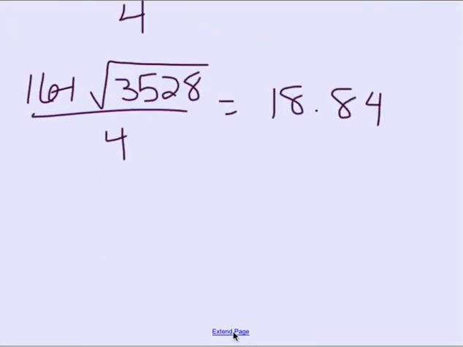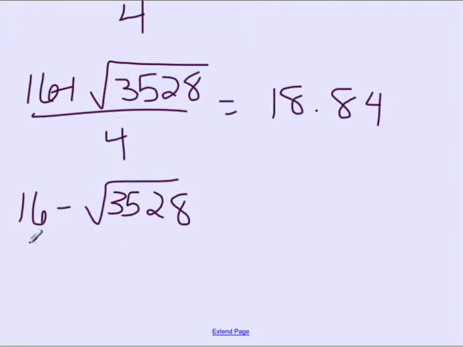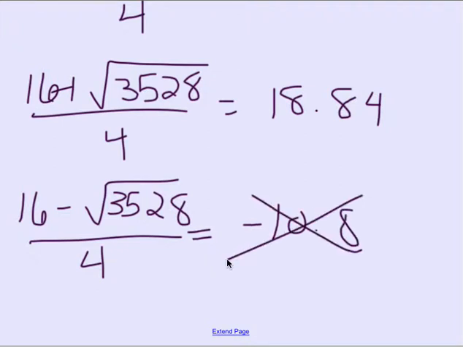Then I can also do the minus version. Now, when I do the minus version, I end up getting a negative number. So when I do 16 minus the square root of 3,528, hit enter and divide it by 4, you end up getting negative 10.8. Well, that doesn't make sense. Negative distance doesn't make sense. So I'm going to go ahead and throw that answer out.